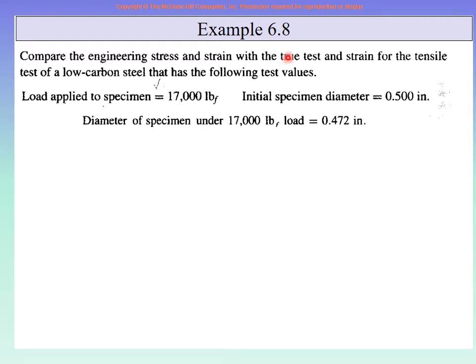What is the true stress? Force upon the current area. Force is known? Yes. Current diameter is known? Yes. So pi by 4 d square or pi r square is the AF, the current, or AI, the current one. So current force divided by the current area, you have the true stress, right?